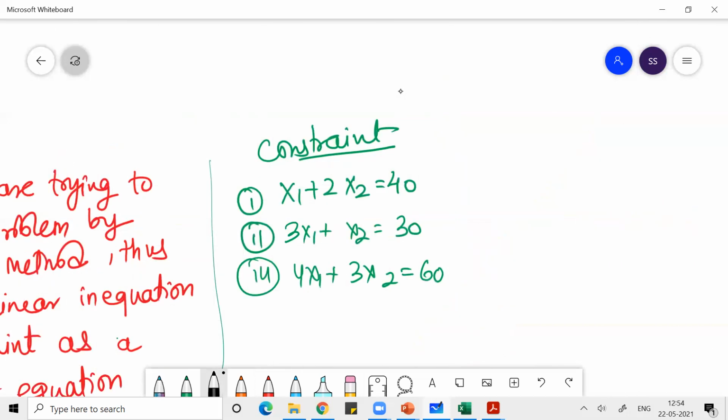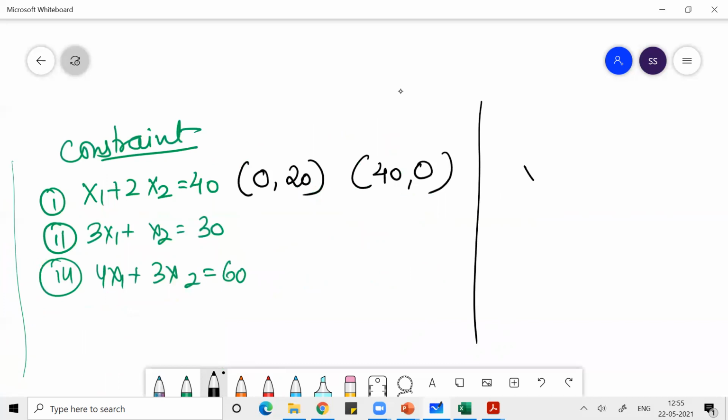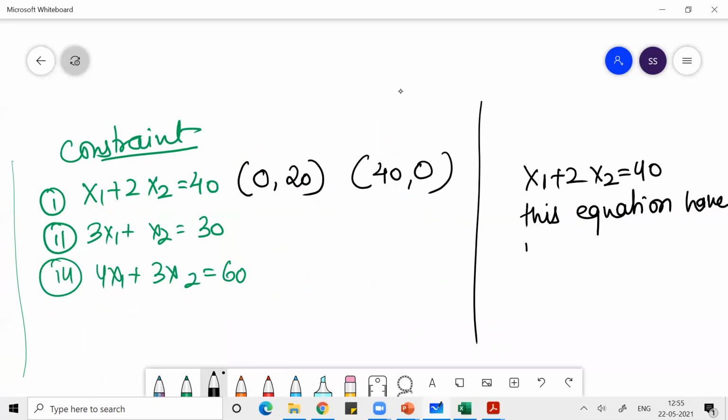Very easy. So put x1 as 0, so the value of x2 you will get is 20, right? Similarly, if you put x2 as 0, the value of x1 you will get is 40, right? So like this, you can find the value of x1 and x2. You have this equation x1 plus 2x2 is equal to 40. Please understand, this equation has infinite solutions.